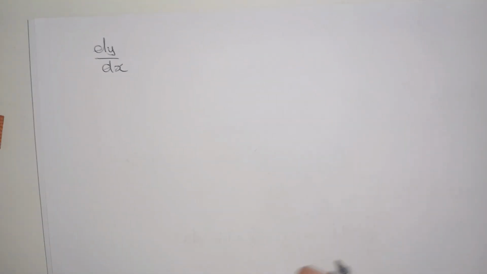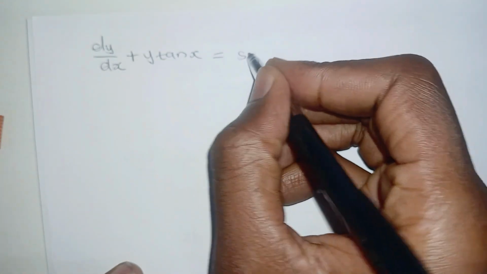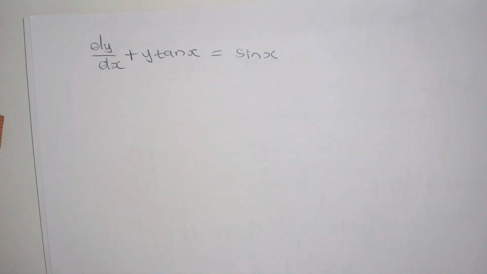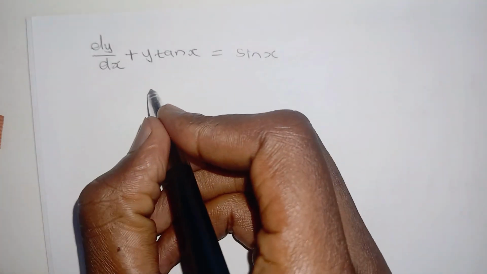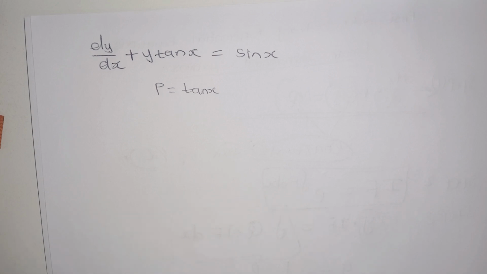Now, another challenging example is dy/dx plus y tan x is equal to sin x, right? So with this, we just have to find our p and q first, right? So now our p is tan x. Why is it tan x? Because we said if it's not constant, then it should be a function of x.